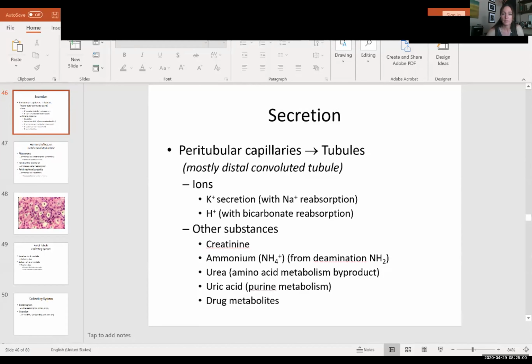I'm going to start to share this other list here. Okay, so creatinine, ammonium, urea, uric acid, drug metabolites, like I said, penicillin is an example, where it's breakdown components we're sending out in the urine, but they were too big to leave at the level of the glomerulus. So that's the secretion you should know. It goes from the peritubular capillaries to the tubules. It happens in other places, but the majority of it takes place in the distal convoluted tubule.